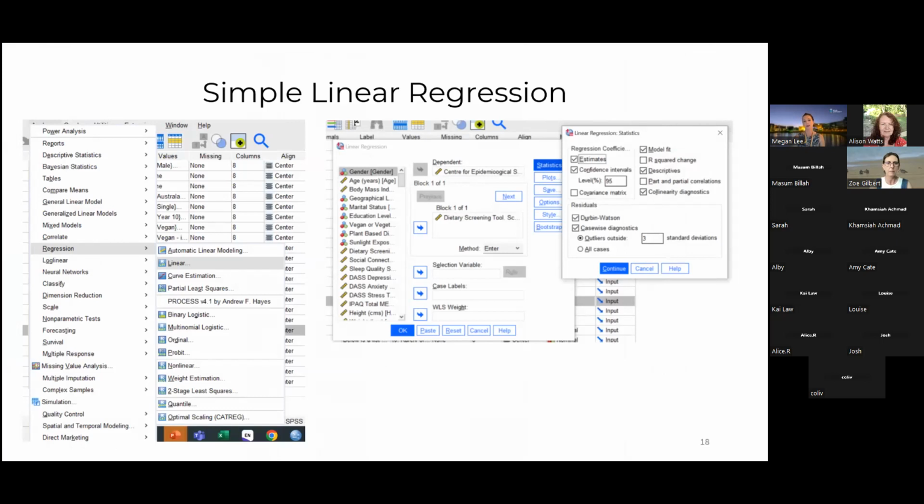Now we're going to do the simple linear regression on just the IV and the DV, diet and depression, and see what the relationship is between the two. Really, really simple.